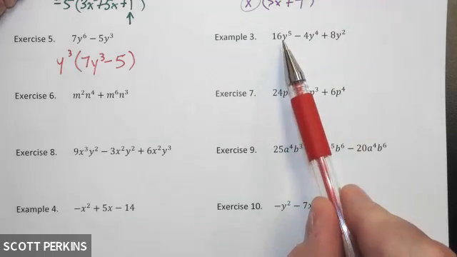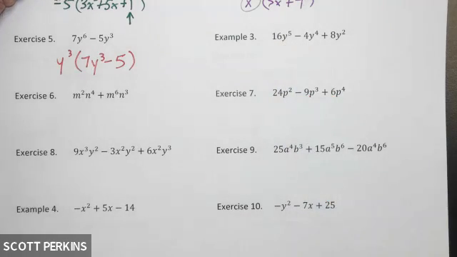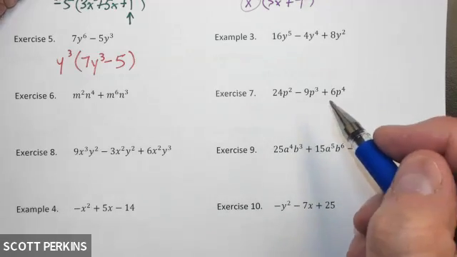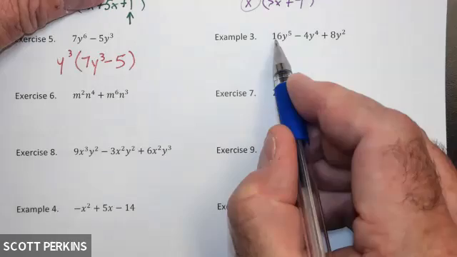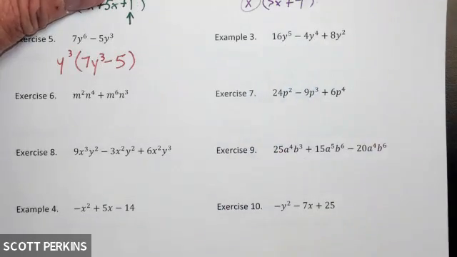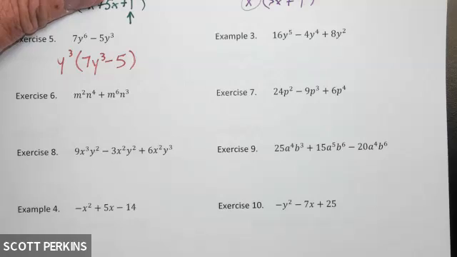All right, I will do example 3. So here we go. I've got 16y to the 5th minus 4y to the 4th plus 8y squared. My purpose in this problem is that now we have both coefficient and variables that we're going to take out at the same time. Let's just think of this one bit at a time. Between 16, 4, and 8, what's the greatest common factor? 4. Indeed it is, 4.